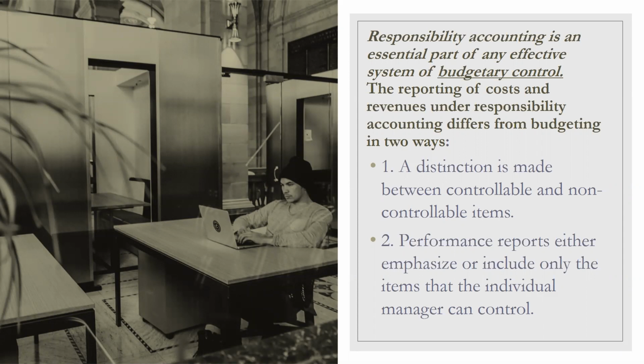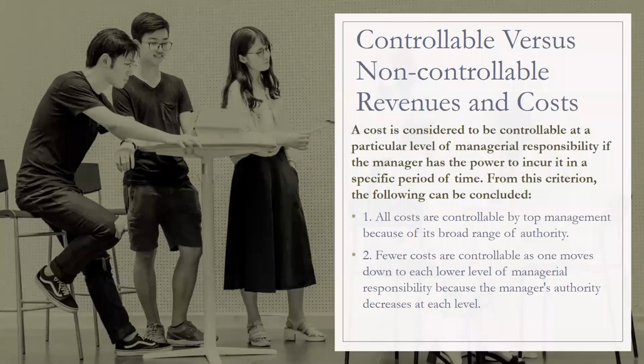And responsibility accounting applies to both for-profit and not-for-profit entities. For-profit entities seek to maximize net income, and not-for-profit entities seek to provide services as efficiently as possible. So, controllable versus non-controllable revenues and costs.